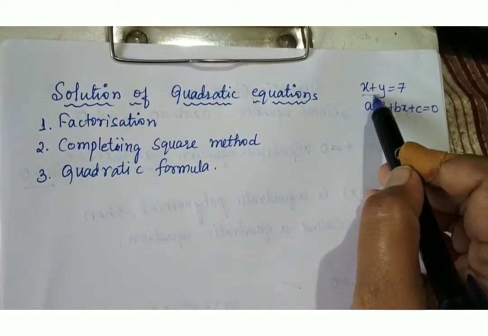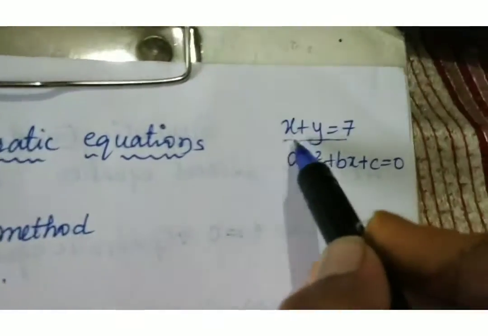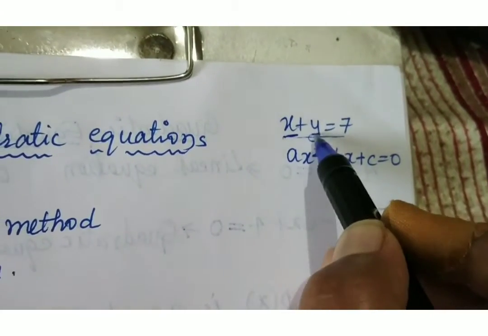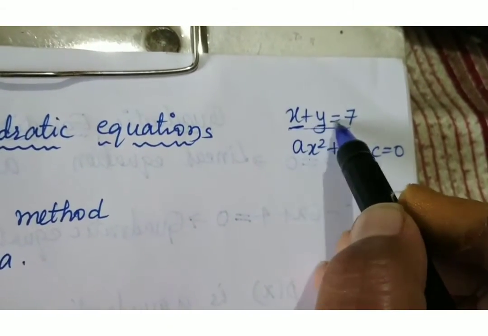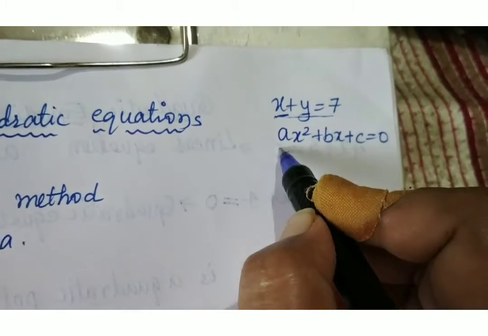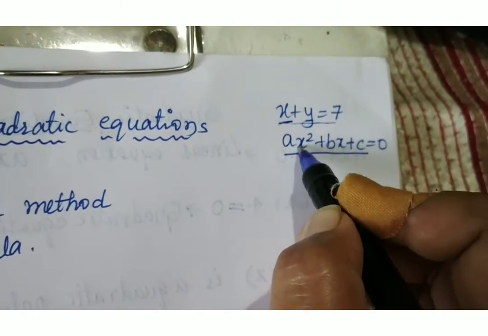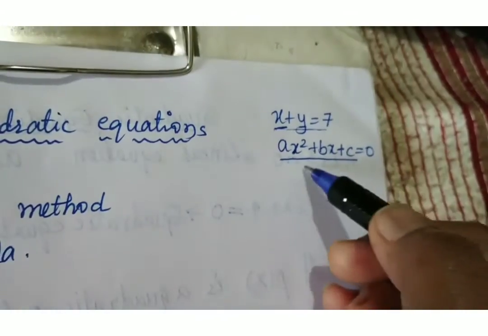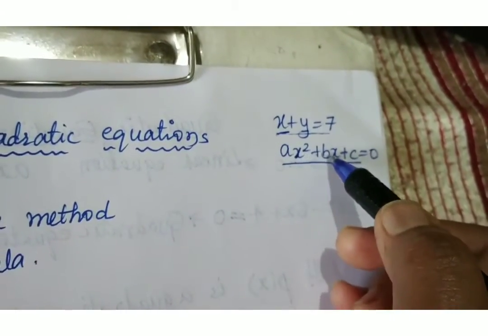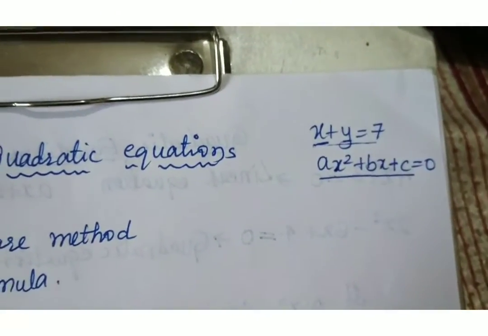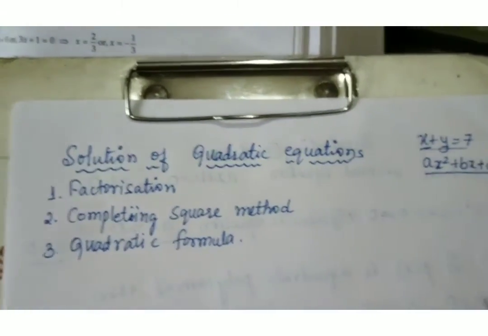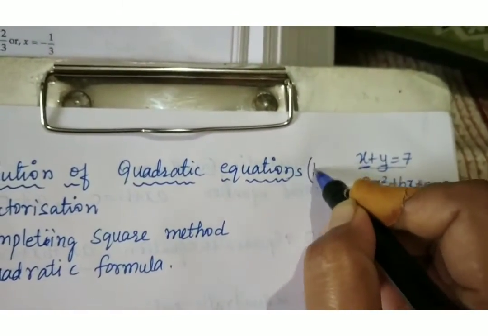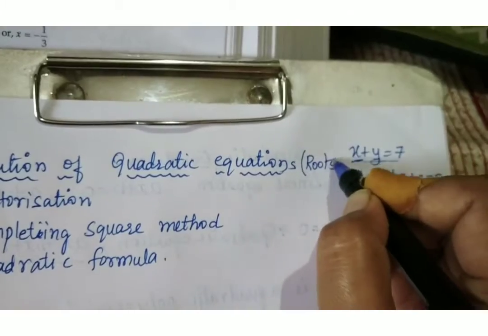Now here is a linear equation. You can see this, it is a linear equation. The values of x and y will be called the solution of this linear equation. Same in a quadratic equation, the value of x, because the variable is x here, will be called the solution of the quadratic equation. The solution of a quadratic equation can also be called roots. Okay, solutions are nothing but the roots.